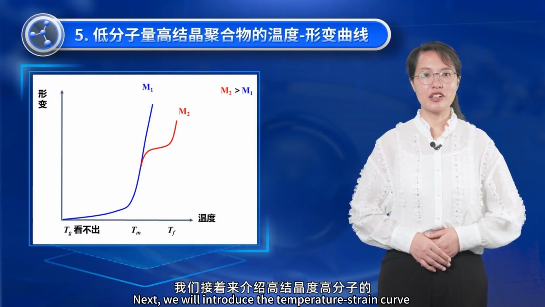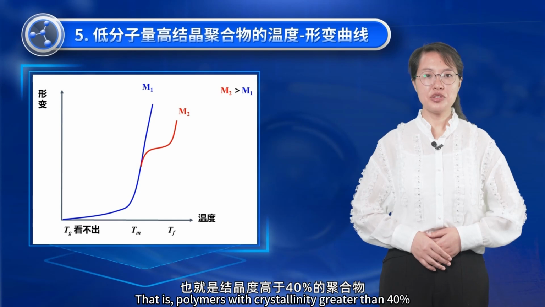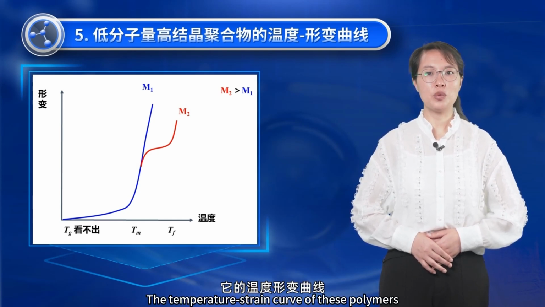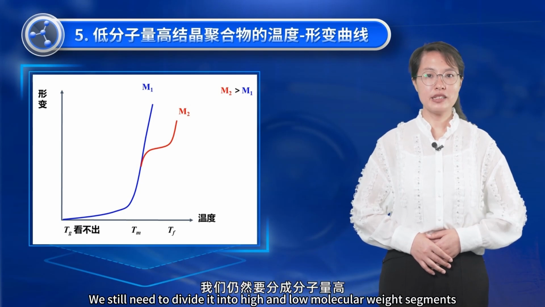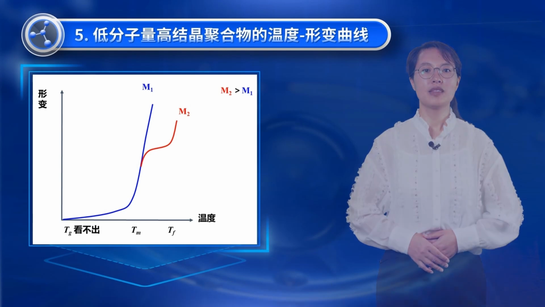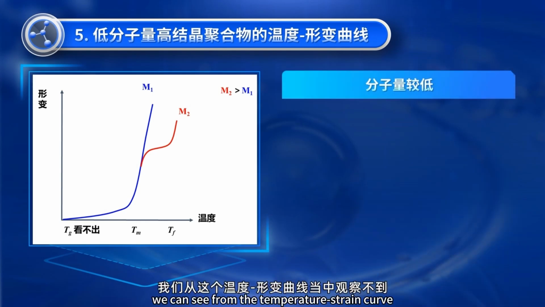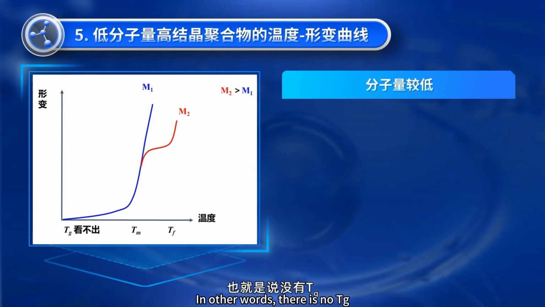Next, we will introduce the temperature strain curve of highly crystalline polymers. That is, polymers with crystallinity greater than 40%. The temperature strain curve of these polymers looks like this in the PPT. We still need to divide it into high and low molecular weight segments. First, for low molecular weight, we can see from the temperature strain curve, the glass transition of the amorphous portion is not observed. In other words, there is no Tg.